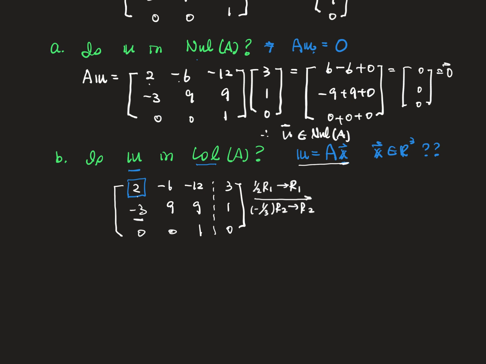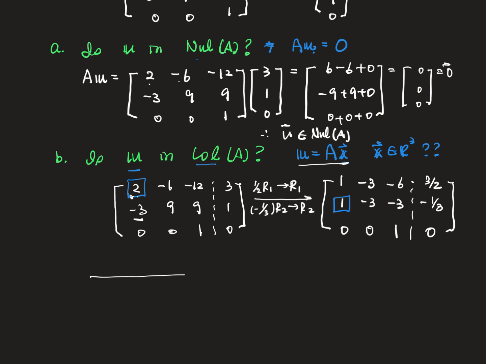Guys, keep in mind, there is more than one way to do it. You might do a different way, but it's fine. But you're going to focus on the pivot right here. So 1, negative 3, negative 6, 3/2. Second row, 1, negative 3, negative 3, negative 1/3. Third row is going to be 0, 0, 1, 0. Let's see if you did it. What is going to be next, guys? What is the next target? This should be 0. This should be 0. So you have an idea, right? What are you going to do? So negative R1 plus R2 going to R2.